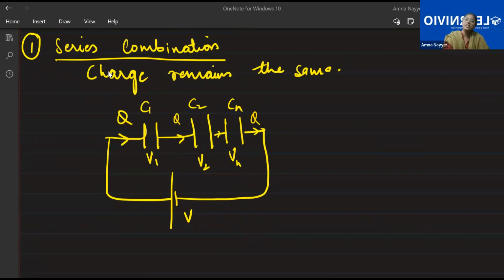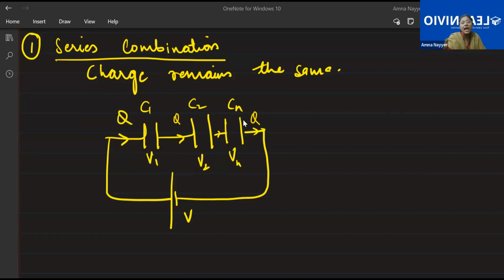See, in series combination, charges remain the same. So you have various capacitors, 1, 2, 3, 4, 5, 6, n number of capacitors connected. Each of the capacitors has its own individual capacitance, C1, C2, C3, C4, C5, Cn. And they have their individual potentials also, V1, V2, V3, V4 till Vn. But one thing that remains the same in all of the capacitors is the charge.